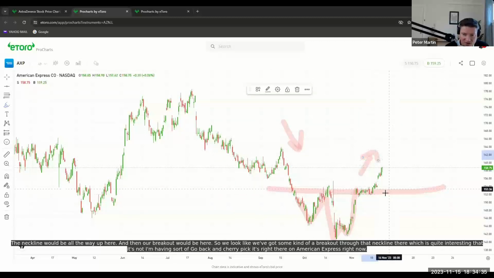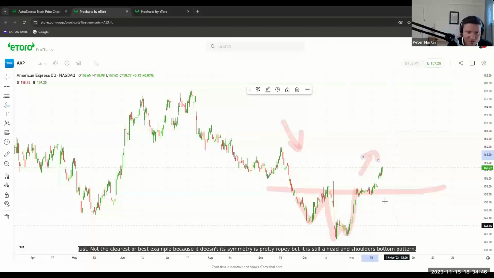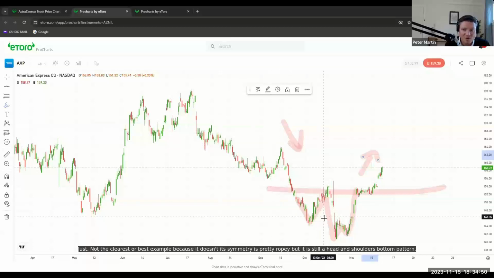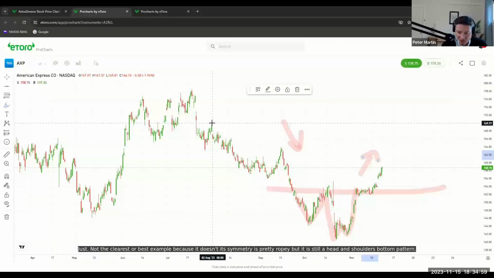So it looks like we've got some kind of breakout through that neckline there, which is quite interesting, because I'm having to go back and cherry pick. It's right there on American Express right now. Just not the clearest or best example, because its symmetry is pretty ropey, but it is still a head and shoulders bottom pattern.